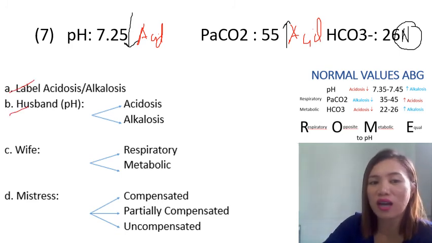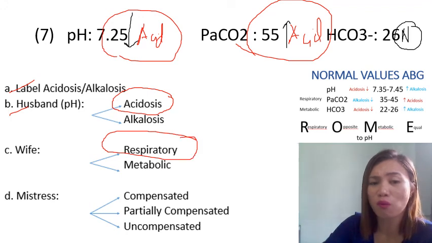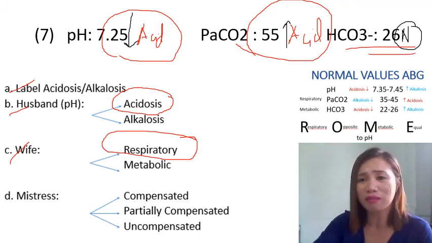Let's now go to the husband. Is the husband acidosis or alkalosis? Is pH acidosis or alkalosis? Acidosis. Now let's look at the wife. Who is the wife? The one that is the same as the pH. Your carbon dioxide is the wife. It's the respiratory portion. Now, how about the mistress? Let's look at the mistress. Who is the mistress? Your bicarbonate.